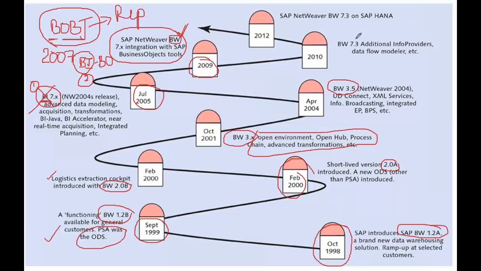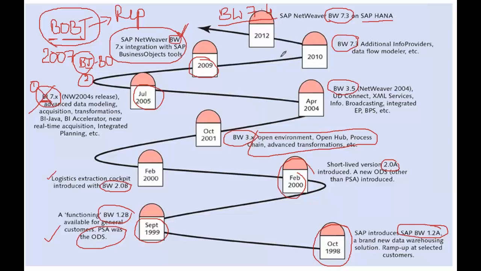Then in 2010 they introduced another major version, 7.3. They still called it BW, and in 2012 they introduced BW 7.3 with HANA as the backend. But right now the latest version is BW 7.4, which is what we're learning. It was introduced in 2014. So if anybody asks what course you are learning, we have to say BW 7.4.